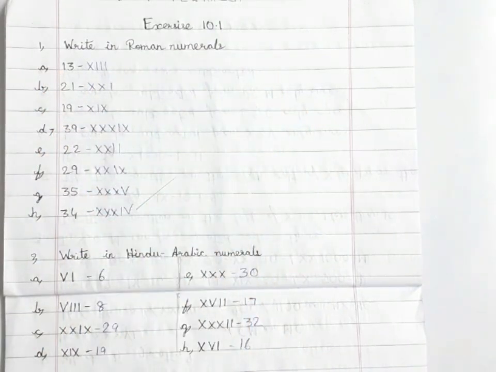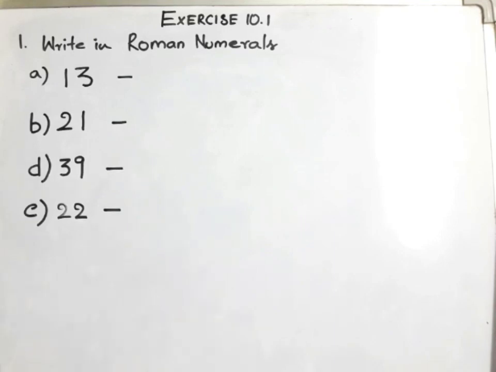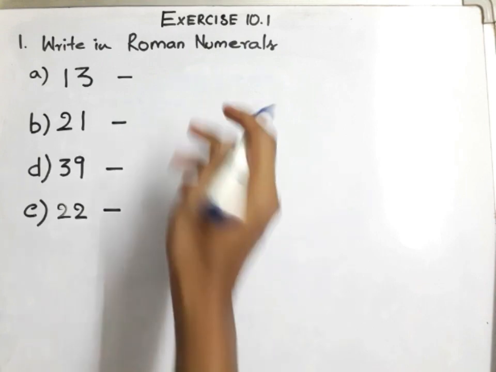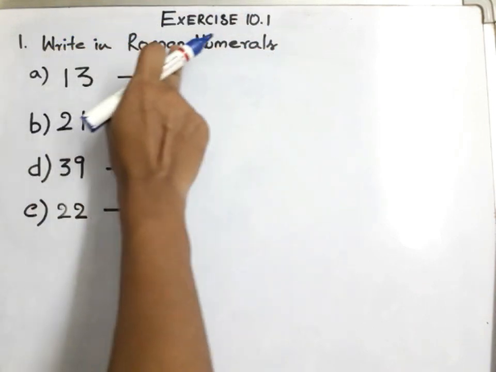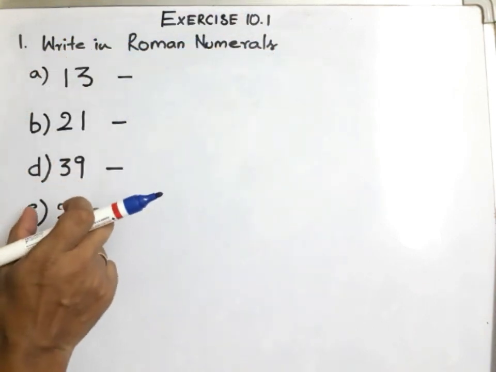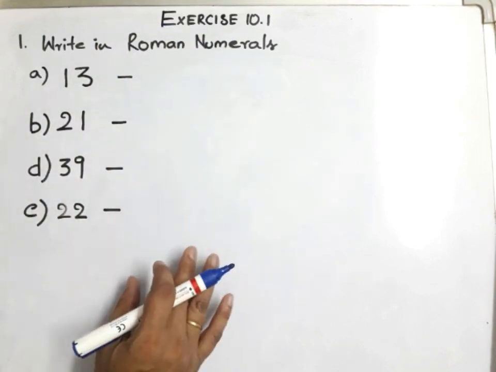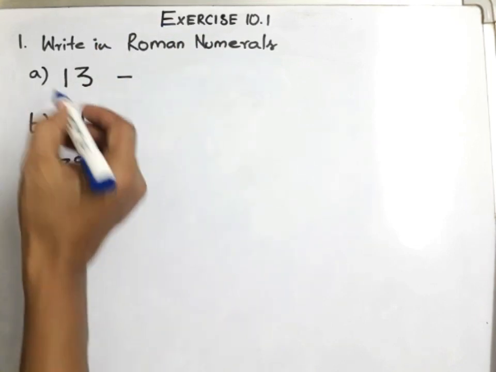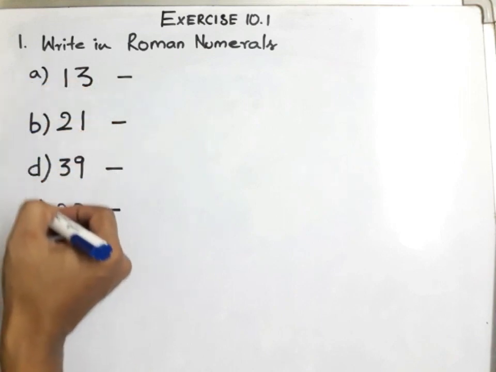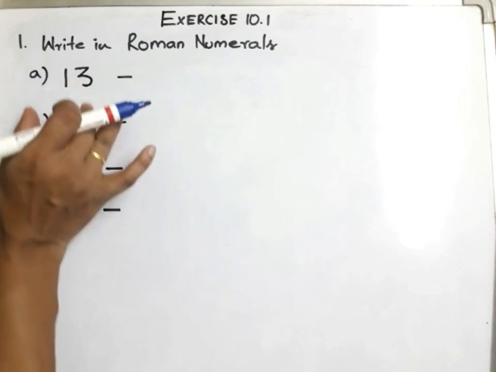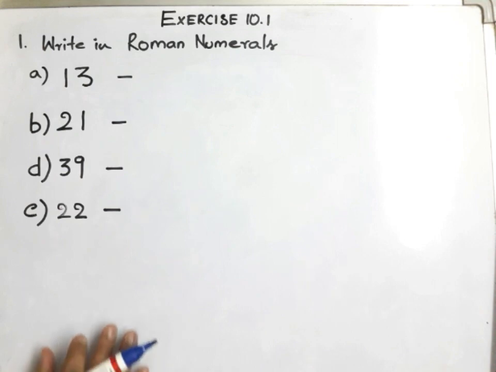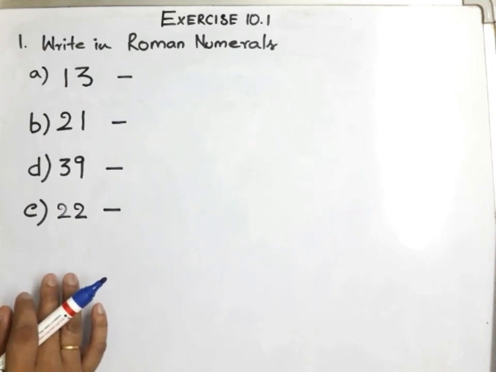So let us start. Exercise 10.1, as I told, this heading and the sub questions you will write with black as I am writing, and the solutions you will write with blue. And look, I am doing only A, B, D, E. The rest of the leftover questions you have to write in HW as today's homework.